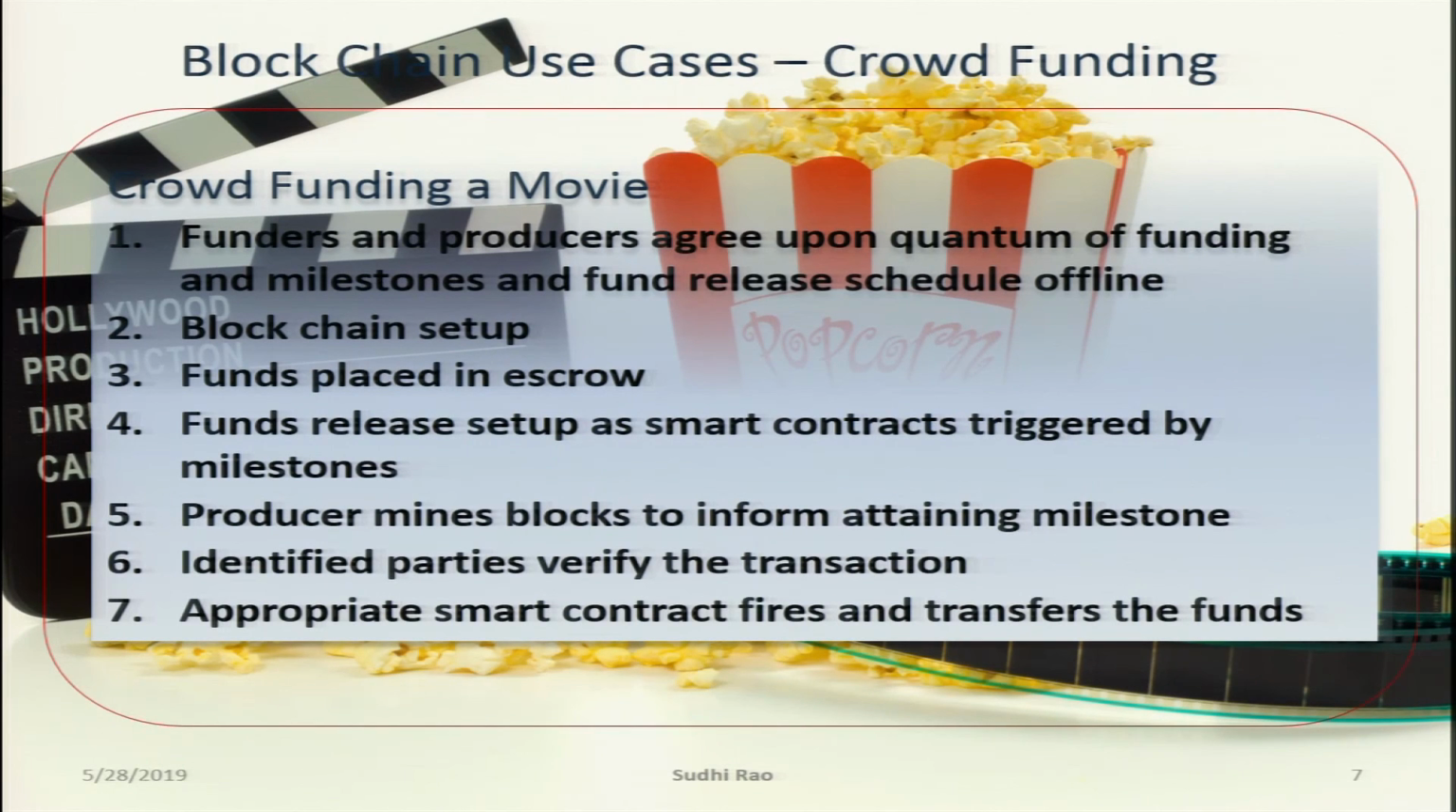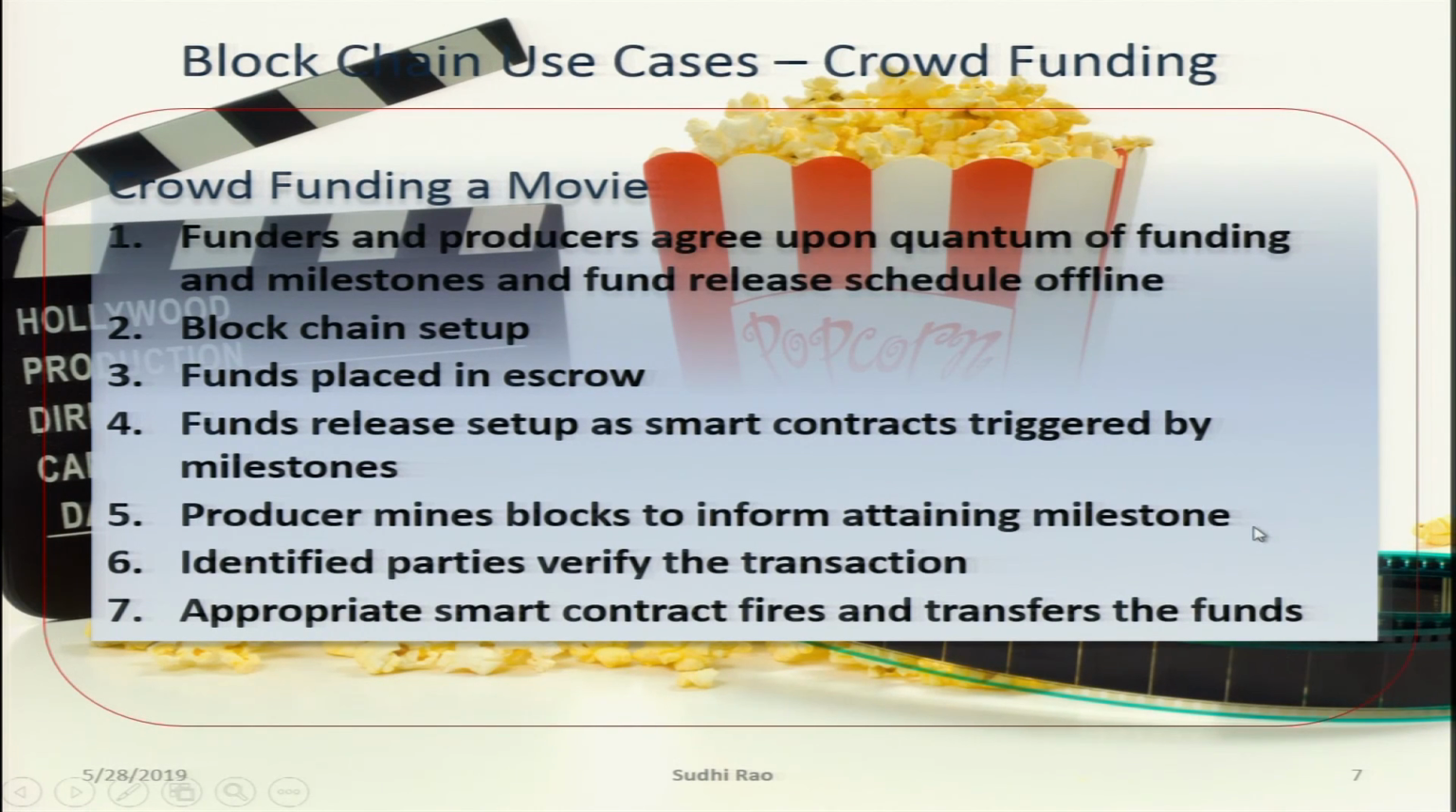All the funders will collect all the money and put it in a bank account. As we know, it is called an escrow account, which is put in trust with a bank, and the smart contract is linked to this escrow account, and there is one smart contract for each milestone reached. And we also agree upon how those smart contracts are validated. If the producer says he shot this song in Bangkok, we know who approves that. And fund release is set up as smart contracts triggered by milestones.